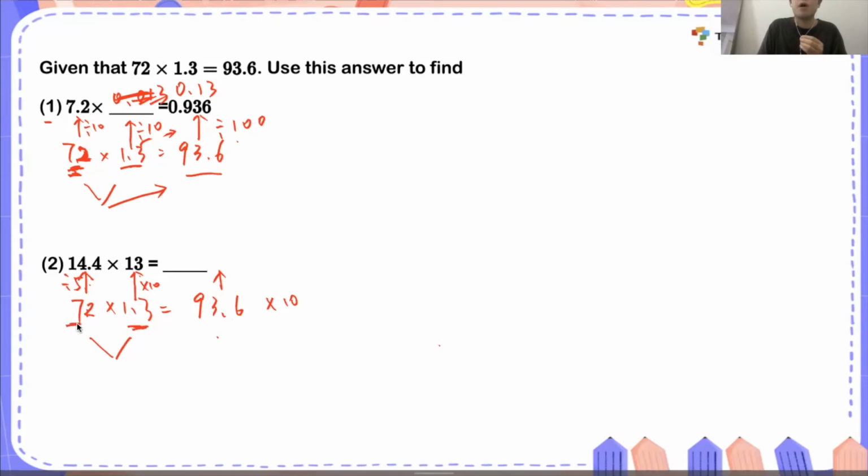Okay, for this part, 72 to 14.4, that is divided by 5. We should keep the same change, right? And if we combine these two changes, that is times 2. Okay, and what is 93.6 times 2? That is 187.2. If that makes sense?